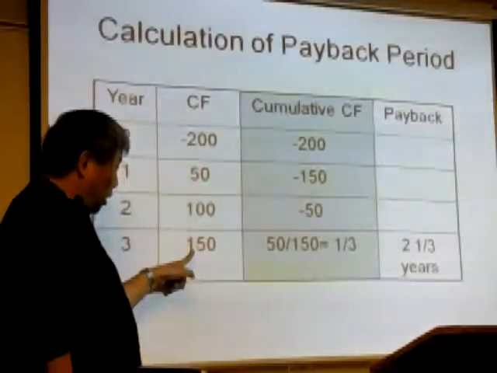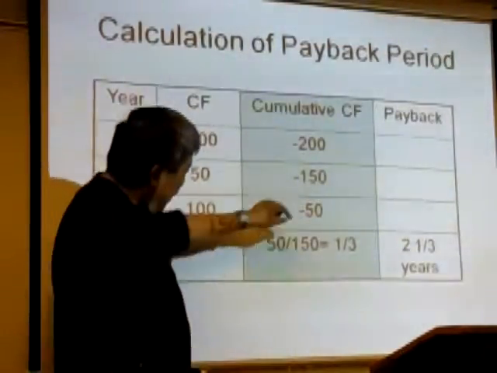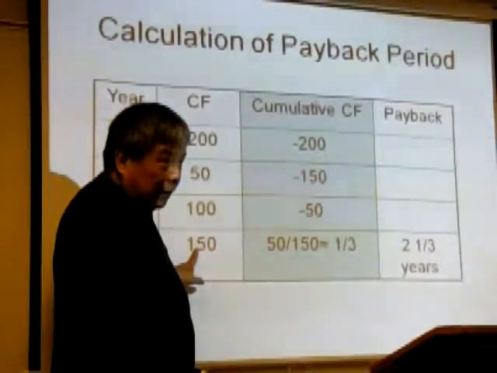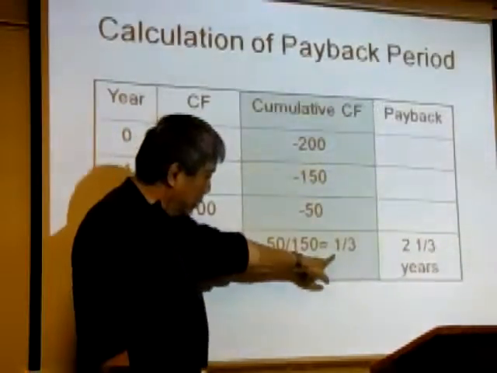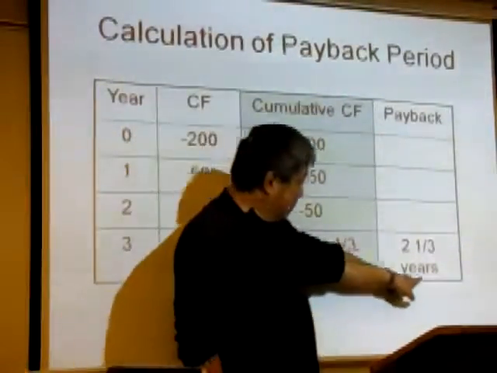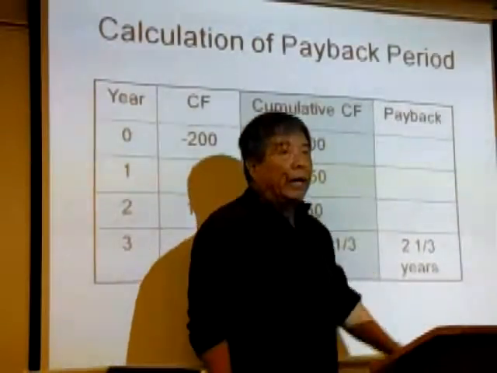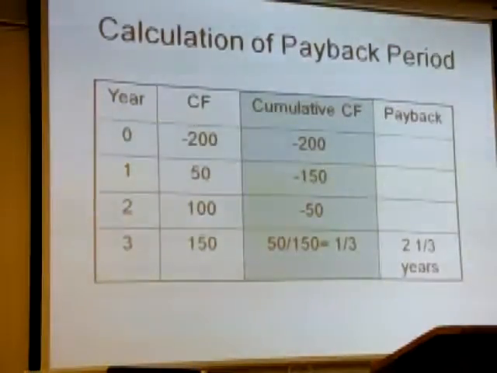Obviously, for the next cash flow, you don't need the whole year. How much? I'm using the remaining divided by the total cash flow in that particular year. We have 1/3. So the payback period in this case is 2 1/3 years. So basically, we're just looking at how long it takes to recover.